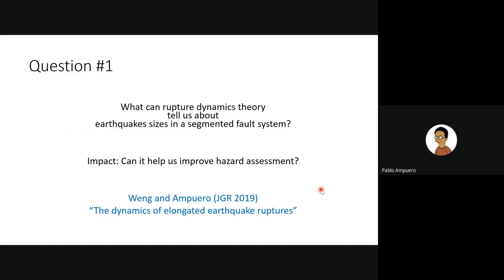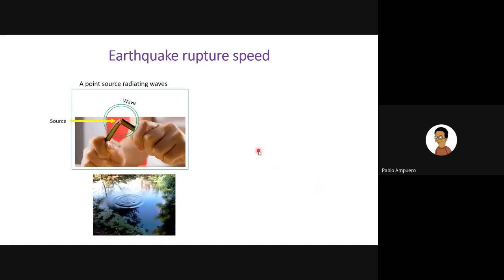There will be a second question now that relates to rupture speed. These are some examples that you may be familiar with of sources that produce waves. You break a pen and it produces a sound wave. You drop a pebble in a pond, it will produce a gravity water wave. And you can see that this wave has circular fronts, and the source can be simply modeled as a point. You may be familiar with that kind of modeling of earthquakes as point sources.